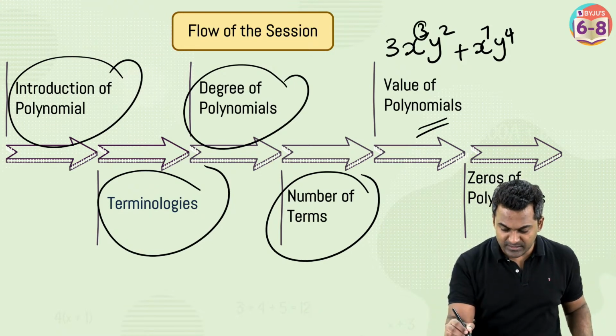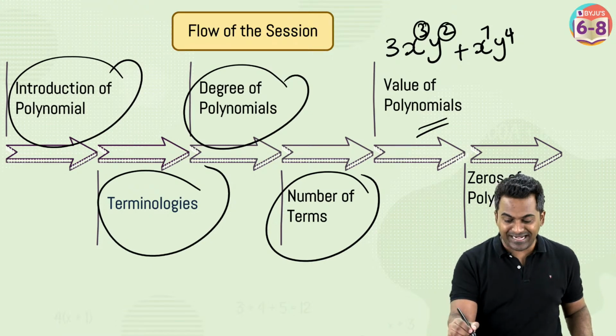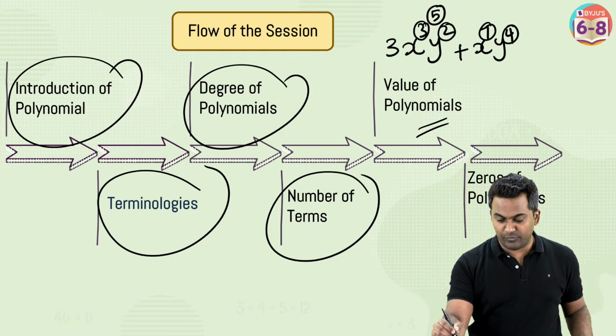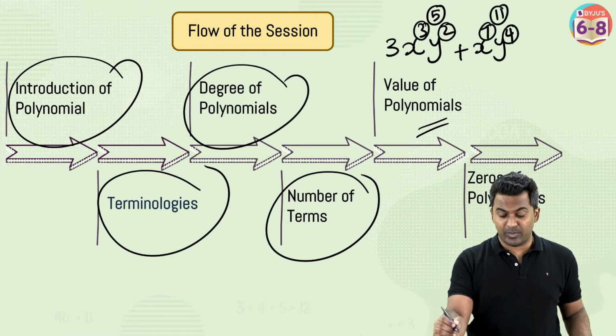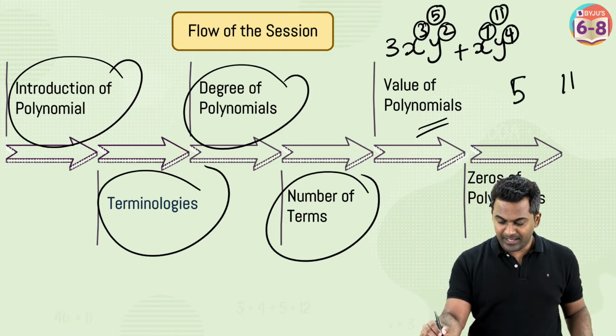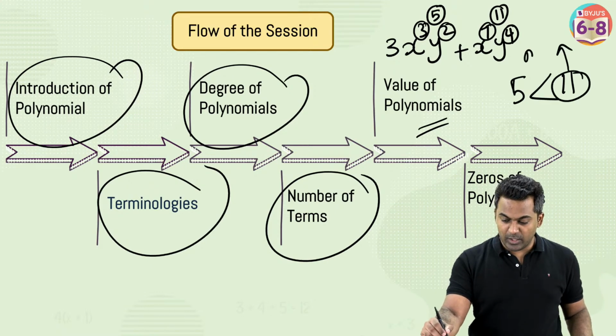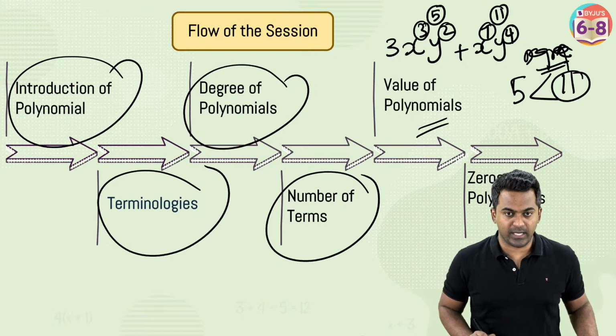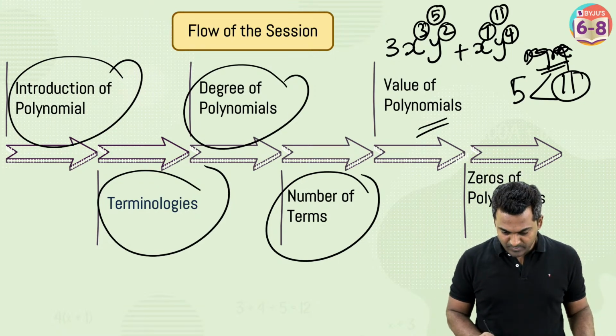The power of x here is 3. The power of y here is 2. You add them up. What do you get? 5. You add the powers here, 7 and 4. What do you get? 11. Which is bigger between 5 and 11? 11 is bigger. So 11 will be called the degree of the polynomial. Okay. I hope Anubha has understood that.